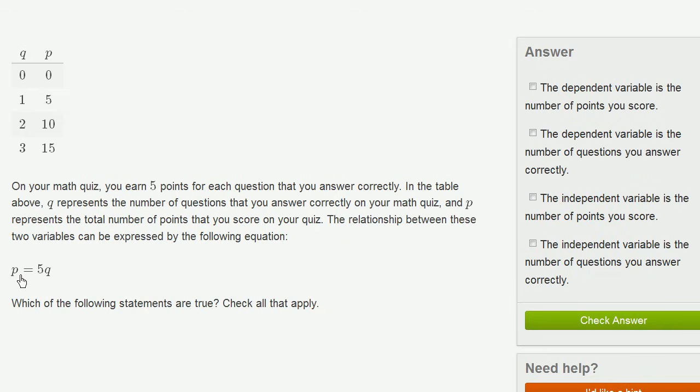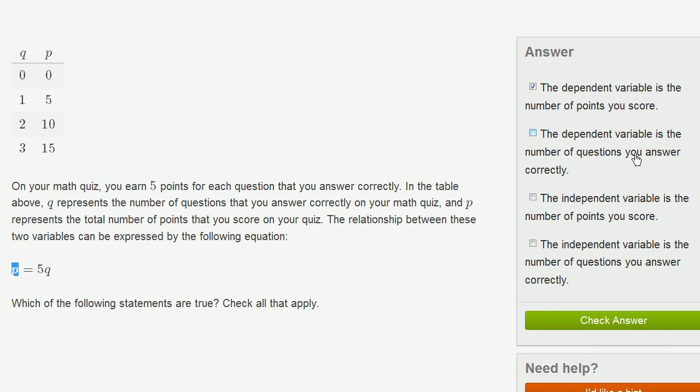So the number of points you score is the dependent variable. And typically the convention is to have the dependent variable be equal to some expression involving the independent variable. And you see that right over here. P is dependent on what happens to Q. Depending on the number of questions, you multiply it by 5 and you get P. So the dependent variable is the number of points you score.